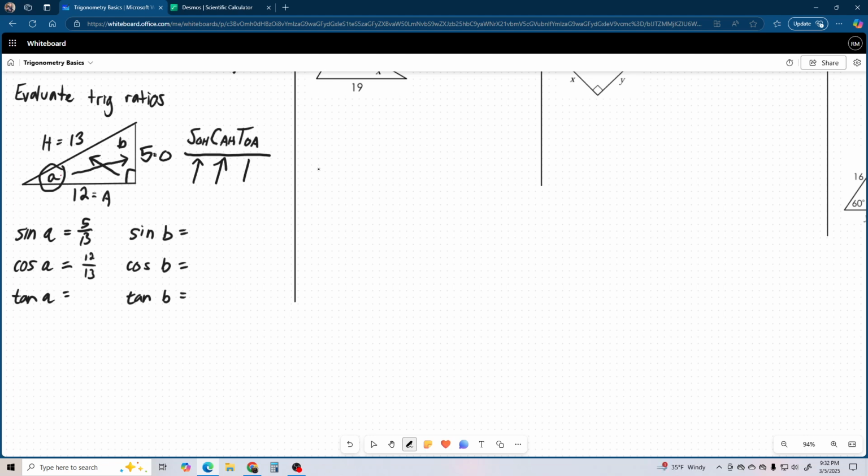And finally, we have tangent. Tangent is opposite over adjacent. Our opposite we said was 5. Our adjacent we said was 12. So our tangent of A is 5 over 12. All right, perfect.